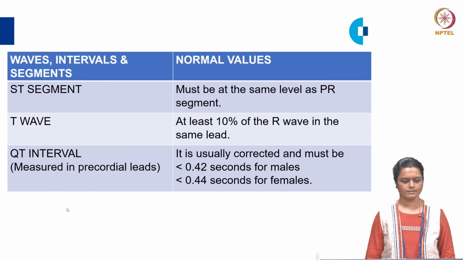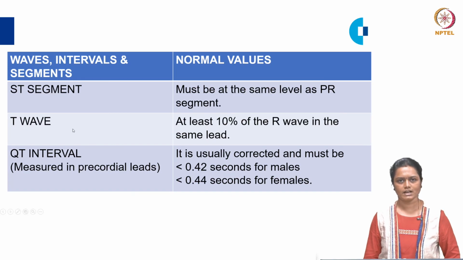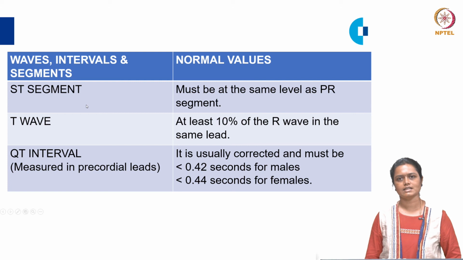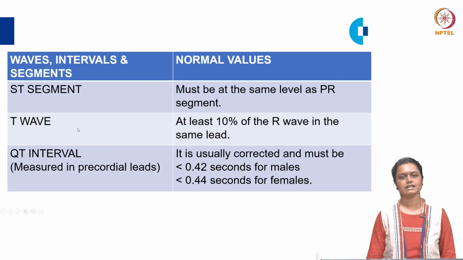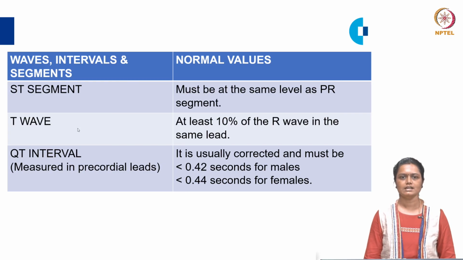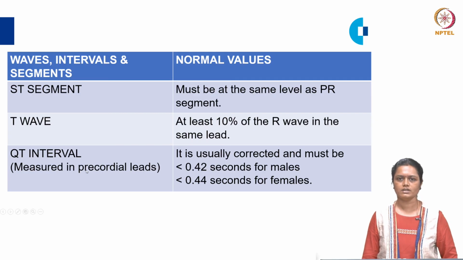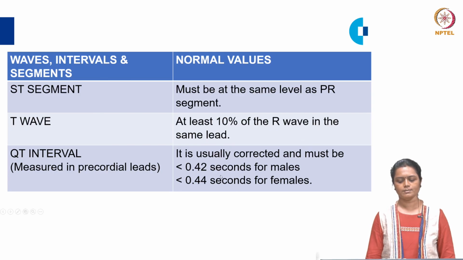And QRS complex, it should be at least 10 millimeter in chest leads and 5 millimeter in the limb leads. And ST segment is an isoelectric line and it should be at the same level as the subsequent TP segment or the PR segment, and a normal deviation of less than 1 millimeter is acceptable. And T wave should be at least 10% of the R wave in the same lead. And QT interval is measured in the precordial leads, and it also depends upon the heart rate, and hence you have to correct it by using the mathematical formulas. So, the corrected QT interval must be less than 0.42 seconds for male and less than 0.44 seconds for female.